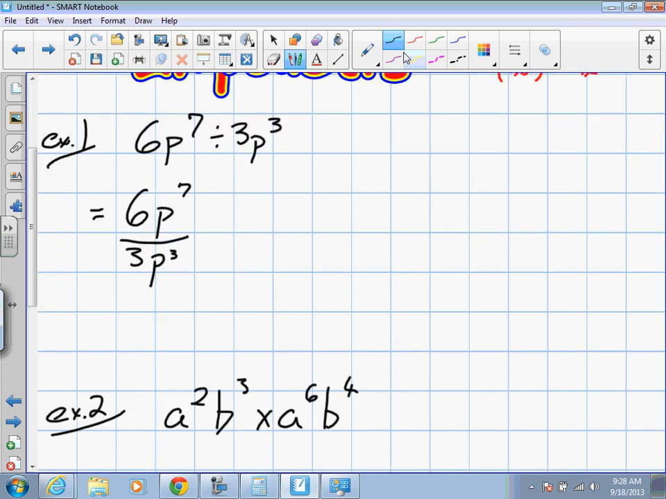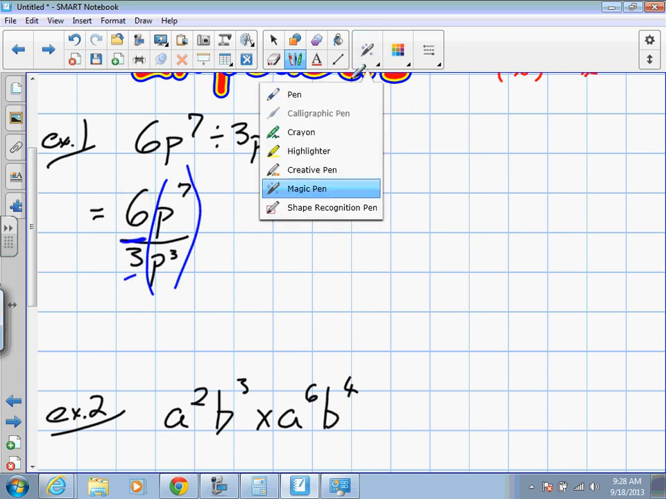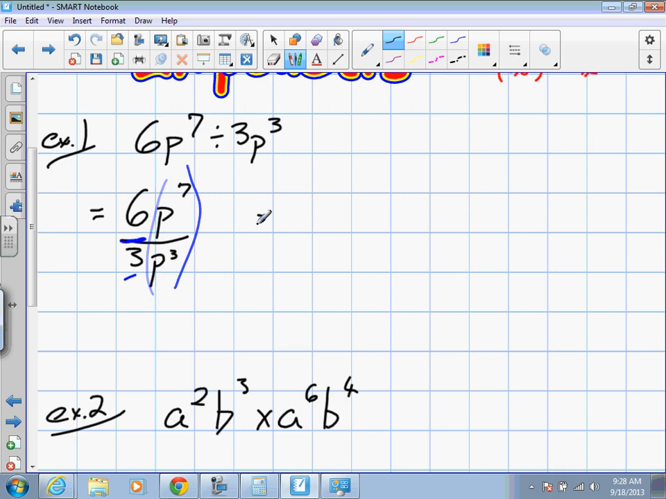Now when we look at this, we want to break everything up. The number in front of a variable is known as a coefficient. Okay? This would be our coefficient, this would be our variable. We have a coefficient attached to both of the variables. I want you to think of simplifying the coefficients with the other coefficient and the variable with the other variable. What would 6 divided by 3 be? That's it, simply 2. Okay.